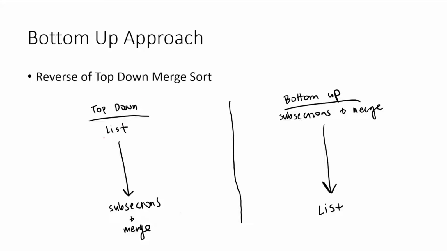The bottom-up approach, then, we can look at as maybe the opposite of the top-down approach. If we look a little bit closer at the top-down approach, we have this list that we are recursively splitting into subsections and merging. The opposite of that, we want to think about starting with the subsections and merging, and then we will gradually get to that sorted list.